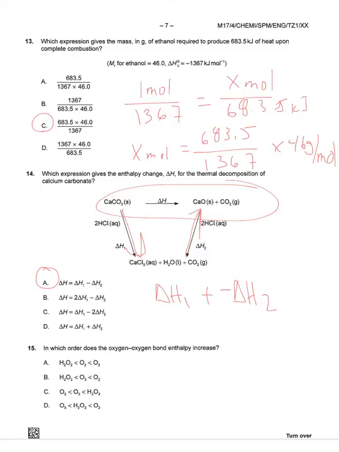Number 15, in which order does the oxygen-oxygen bond enthalpy increase? So I've got H2O2, which is going to be all single bonds. I have O2, which is a double bond, and I have O3, which has both a single and a double bond. So my single bond is going to have the weakest bond enthalpy. My double bond is going to have the greatest bond enthalpy, and then this resonance that I have in O3 is going to put it somewhere between the single and double bond.